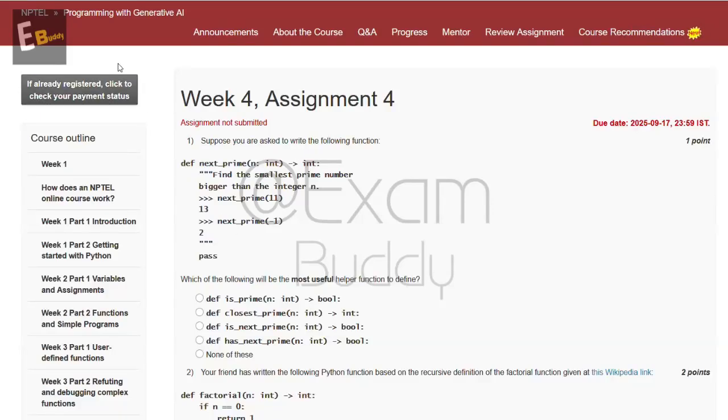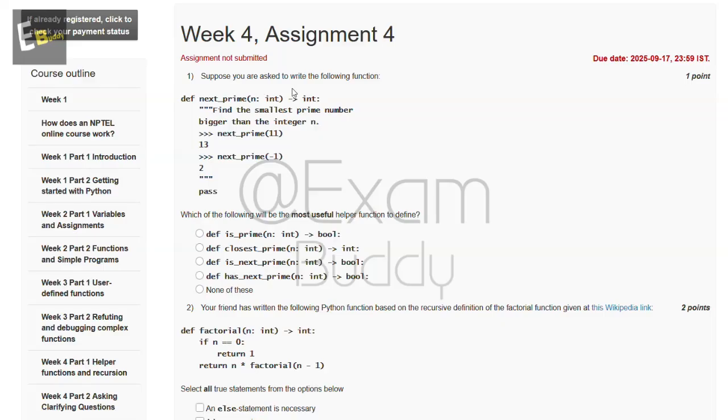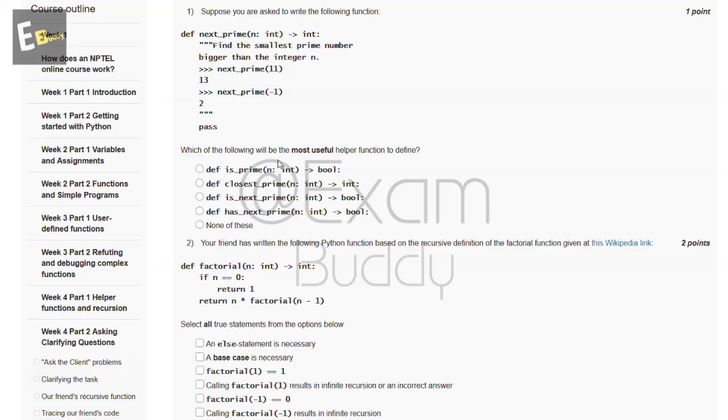Now let's do our assignment, Programming with Generative AI, week 4, assignment 4. So the first question is, suppose you are asked to write the following function. So this is our function and code, and the question is, which of the following will be the most useful helper function to define. So these are the functions, and the answer of our first question is A. def is_prime and such that int bool.